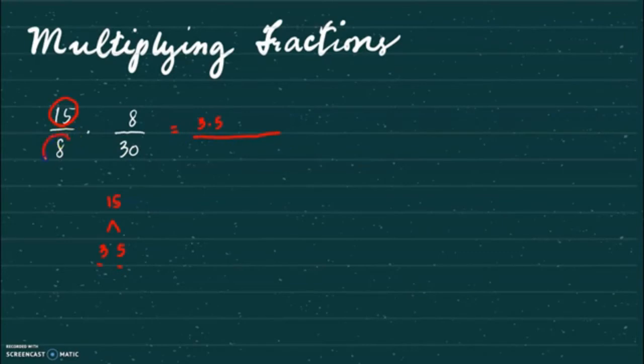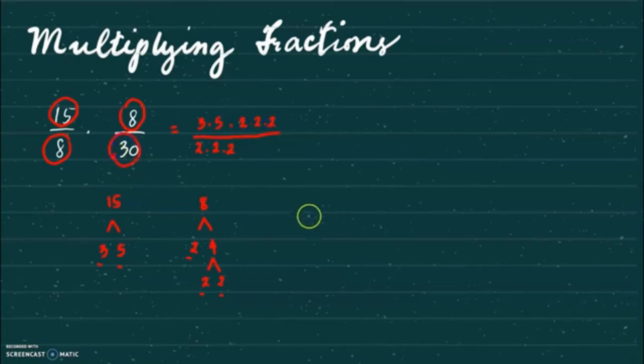And then for 8, let's have the prime factors of 8. So 8 can be 2 times 4. 2 is already prime. 4 is 2 times 2. Now 2 is already prime also. So the prime factors of 8 are 2 times 2 times 2. Now here, we still have 8, so let's not repeat the process. Let's just write the prime factors of 8: 2 times 2 times 2.